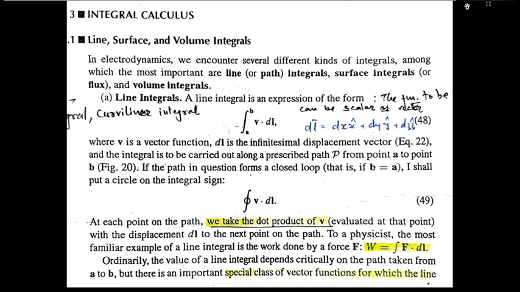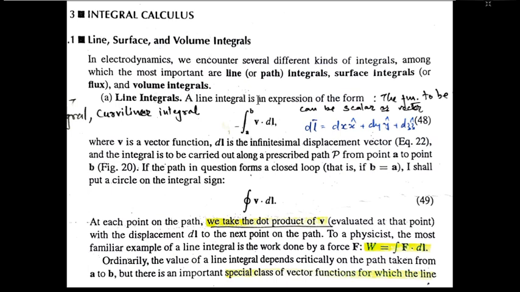Topic number 3, Integral Calculus. In electrodynamics, we encounter several different kinds of integrals, among which the most important are the line integral, commonly also known as the path integral, surface integrals, sometimes called flux integrals, and volume integrals. We will be focusing on each one by one. Let's start with the line integral.